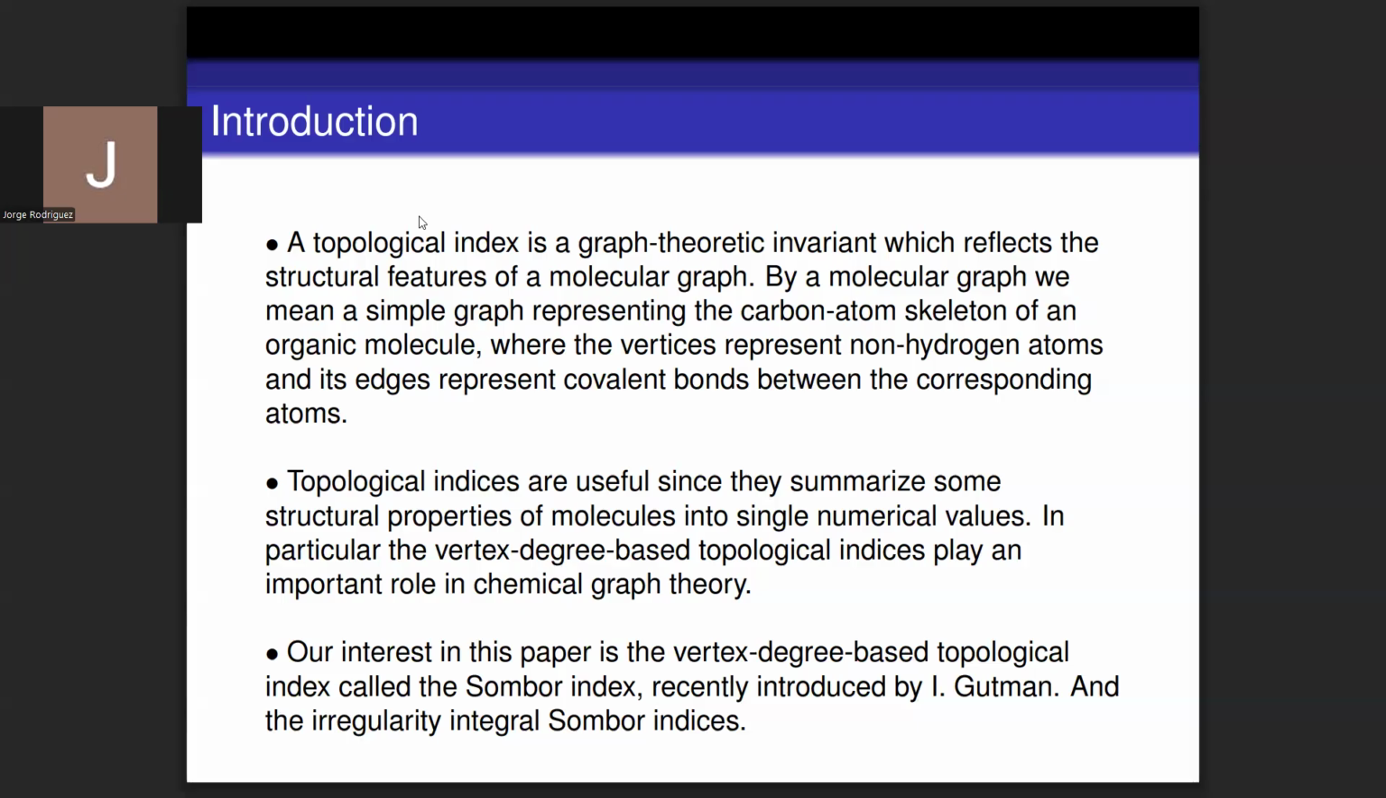In particular, the vertex-degree-based topological indices play an important role in chemical graph theory. Our interest in this paper is the vertex-degree-based topological index called Sombor index, which has been recently introduced by Professor Ivan Gutman, and the irregularity integral Sombor indices that I'm going to be defining in a moment.